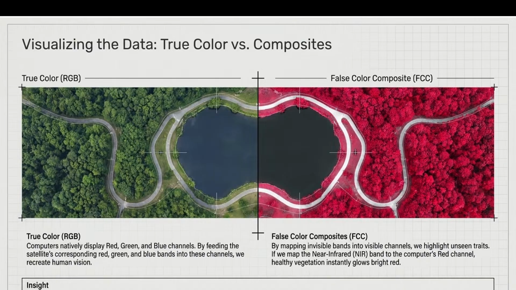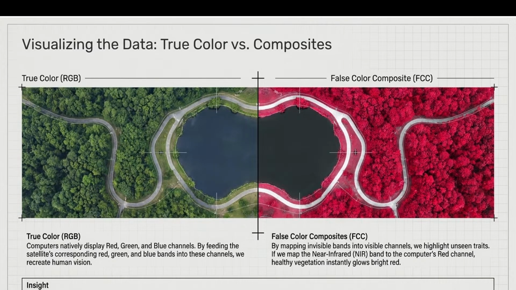By mapping the invisible band into a visible channel, we highlight the unseen traits. If we map the near infrared band to the computer's red channel, healthy vegetation shows as bright red. Basically, when I use the FCC, it's near infrared, red, and blue. With this combination, we can easily bring the invisible bands into a visible channel and visualize all the unseen traits.